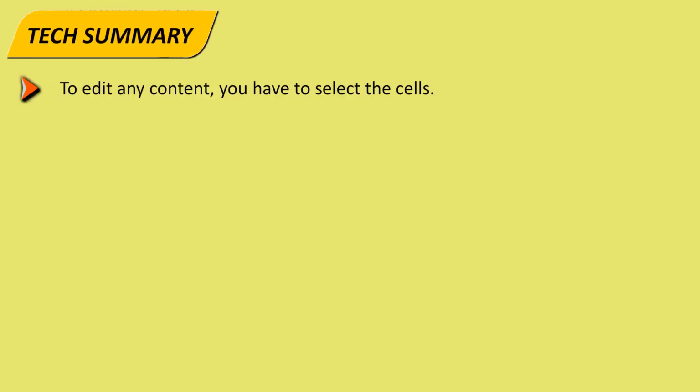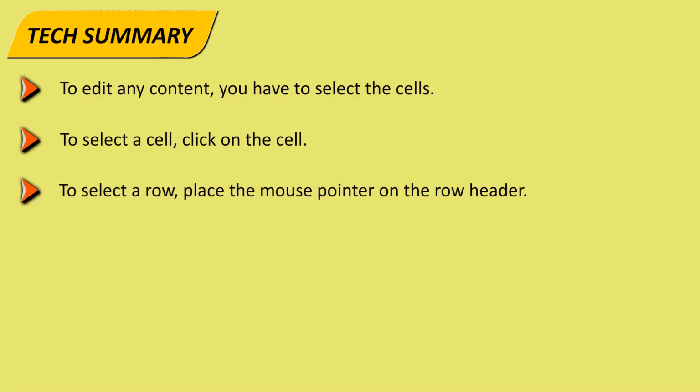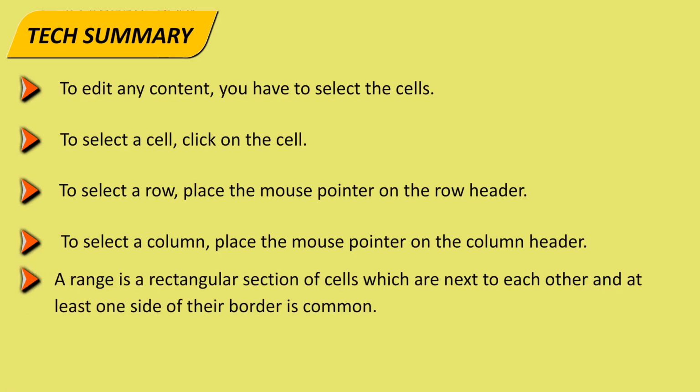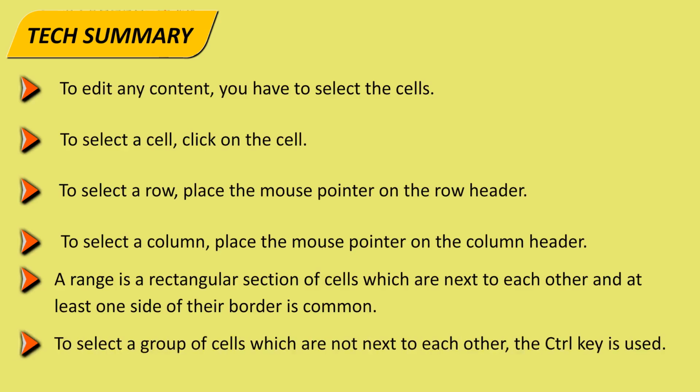Text summary. To edit any content, you have to select the cells. To select a cell, click on the cell. To select a row, place the mouse pointer on the row header. To select a column, place the mouse pointer on the column header. A range is a rectangular section of cells which are next to each other and at least one side of their border is common. To select a group of cells which are not next to each other, the Control key is used. To select the whole worksheet, click the Select All triangle.